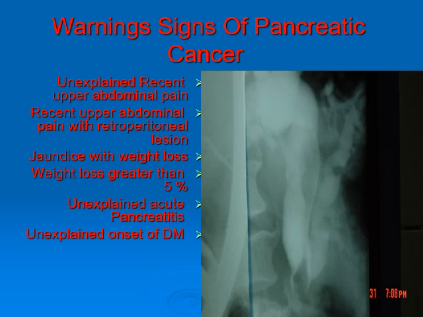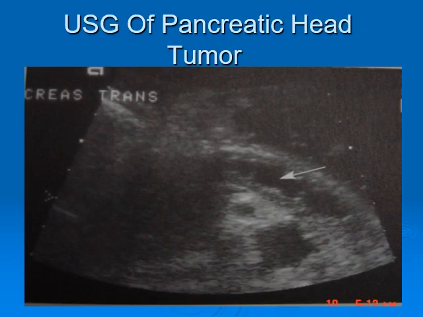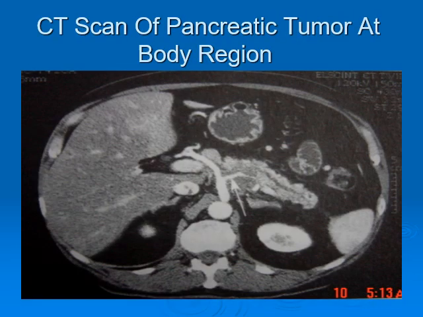Warning signs of pancreatic cancer: unexplained recent upper abdominal pain with retroperitoneal lesion, jaundice with weight loss more than 5%, unexplained acute pancreatitis, and unexplained acute diabetes mellitus. If you look at this ultrasonography, it shows a markedly expanded head of the pancreas with dilated pancreatic duct in a case of a huge pancreatic tumor.